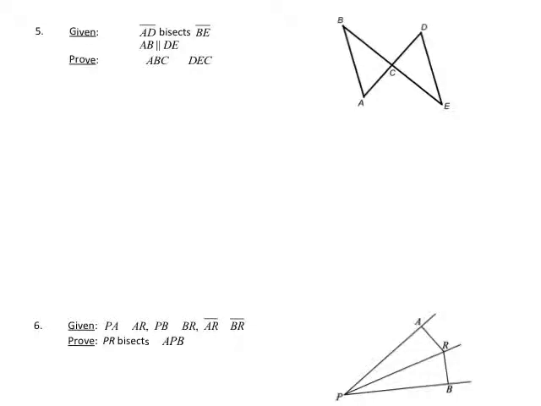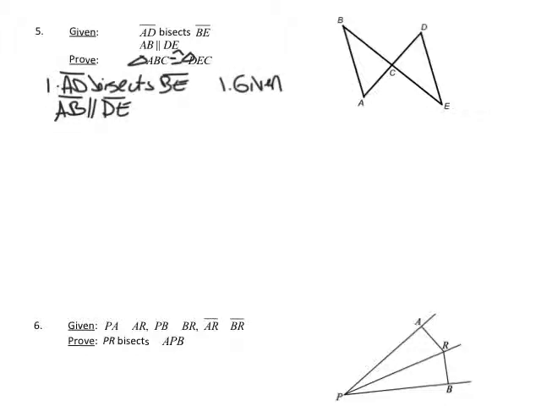For this lesson, I'm just going to walk through two proofs because they have some new reasons to use, and then the rest of them you're going to tackle on your own as much as you can. So we have AD bisects BE up here, and we have AB is parallel to DE. I want to prove that triangle ABC is congruent to triangle DEC. So this shouldn't be too bad. We're going to start with our given.